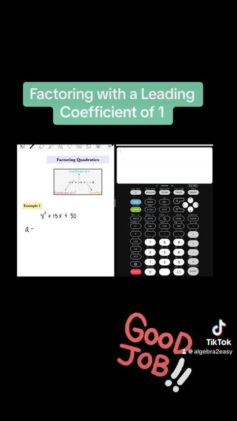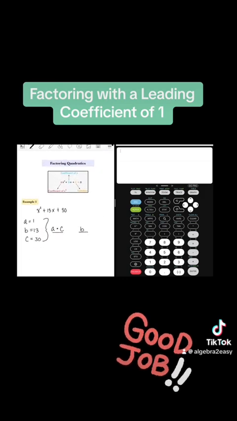So let's just label. A is 1, and that's because up here we have x squared, so we assume there's a 1. B is positive 13, and C is positive 30. Now you're going to use all three of these numbers. First, we're going to take A times C, and then we're going to use the value B all by itself. So A times C, that's 1 times 30, and that just gives me 30. And then we have B, so the number 13.